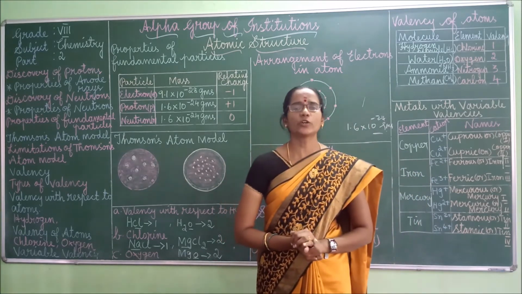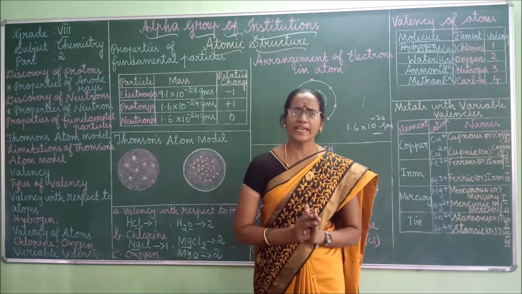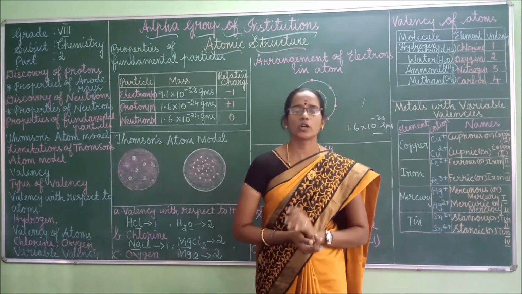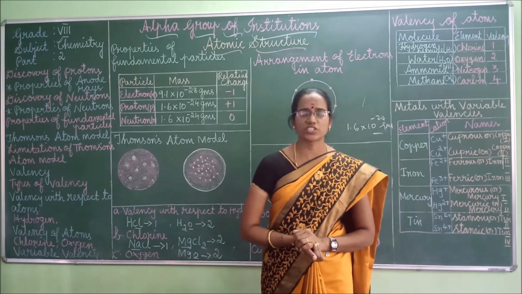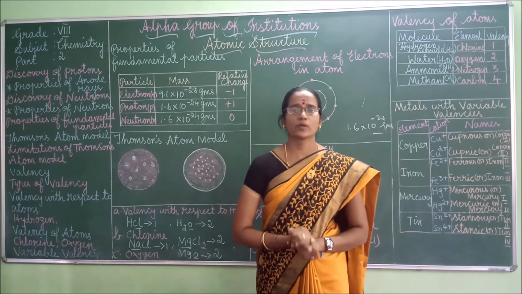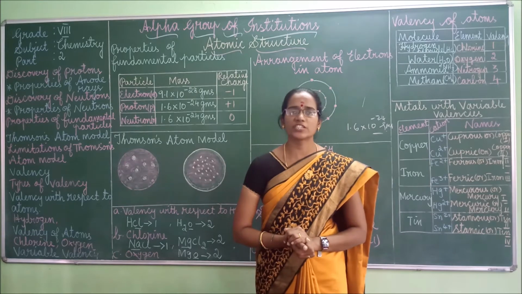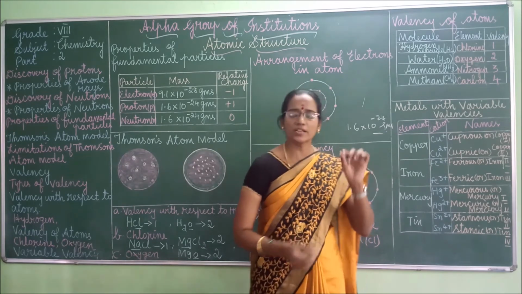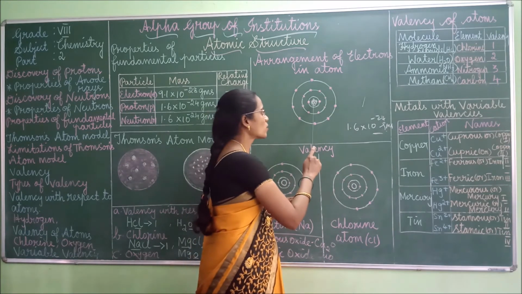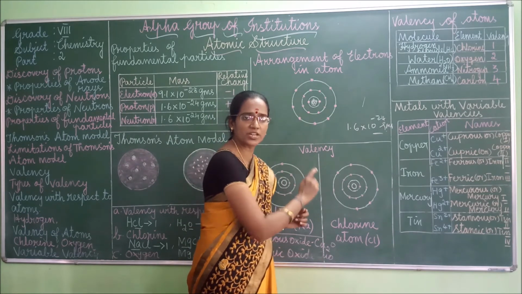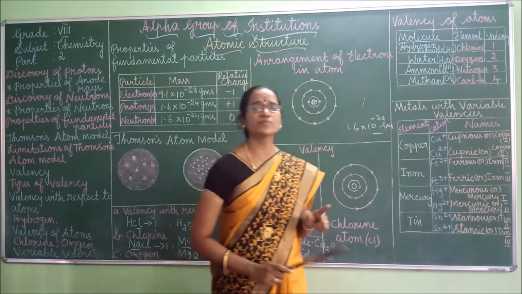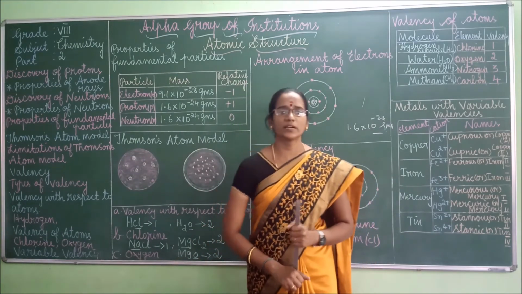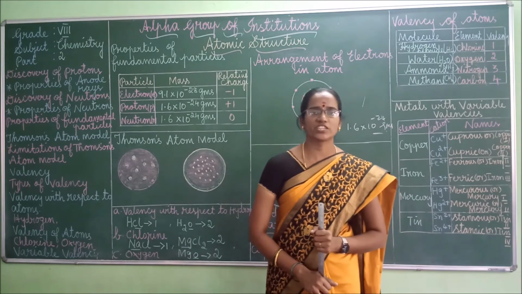The arrangement of electrons in various shells of an atom of the element is called the electronic configuration of an element. Okay, what is meant by electronic configuration? The arrangement of electrons in various shells of an atom. So this is one shell, this is one shell and this is one shell. So the arrangement of electrons in various shells of an atom of the element is called the electronic configuration.